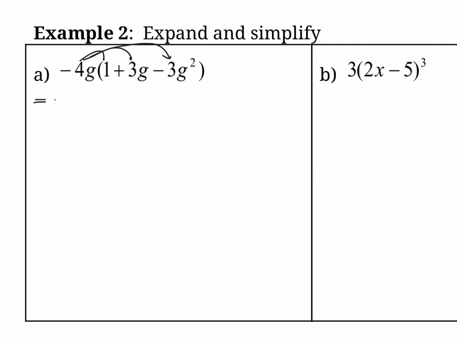So we have negative 4g times positive 3g is going to be negative 12g squared. We have negative 4g times negative 3g squared. Negative 4 times negative 3 is going to make positive 12g to the power of 3. And we're done.